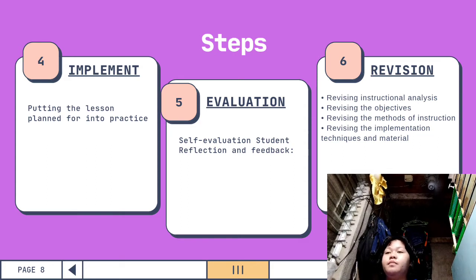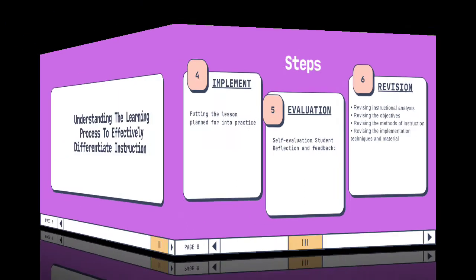Step 6. Revision. To improve the learning performance, if the results of students are not satisfactory, the revision step introduces some corrections in order to improve the overall performance of the instructional process by revising the instructional analysis, revising the objectives, revising the methods of instruction, and lastly, revising the implementation techniques and material.